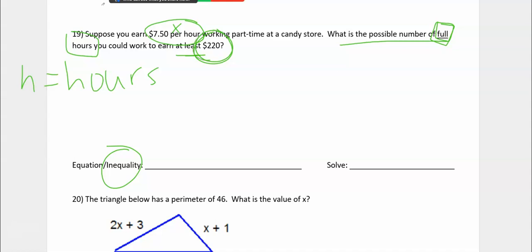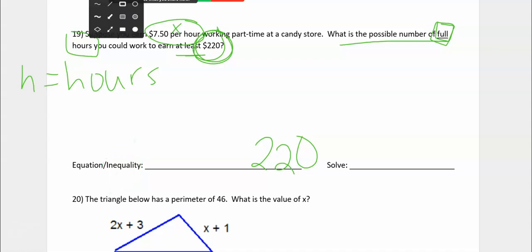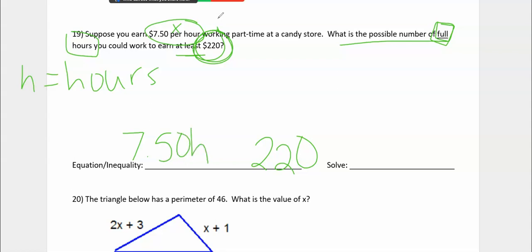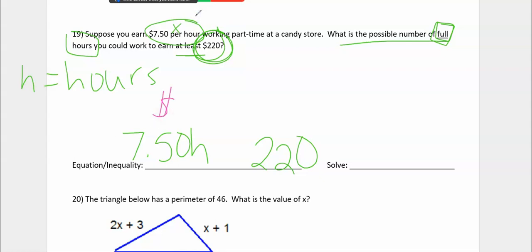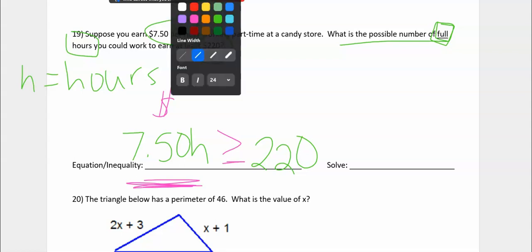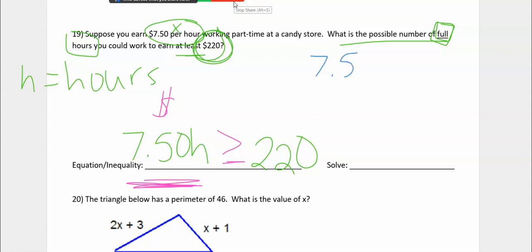So let's write it. Total goes on one side. I want to make at least $220. On the other side, the 7.50's got to work in. I told you that that means multiply when it says per. So I make 7.50 per, multiply that by h. Now think about your inequality symbol. On the left where h is, that represents how much money you're going to make. I want to make at least $220. So I want to make more than $220 or exactly $220. So there's my inequality. Now I just have to solve it.